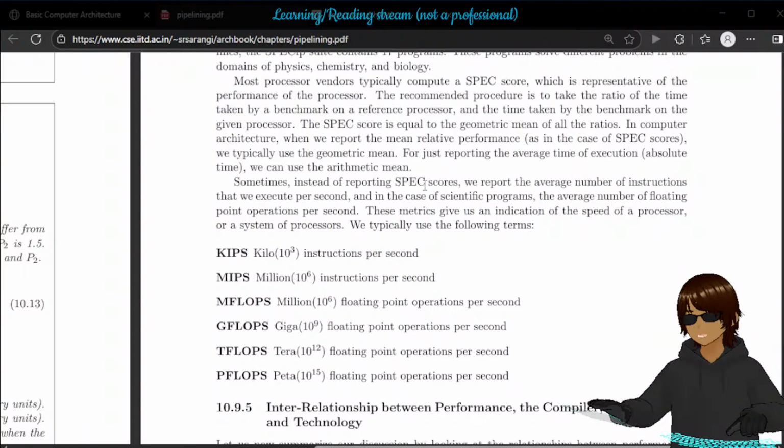Sometimes instead of reporting SPEC scores, we report the average number of instructions that we execute per second. And in the case of scientific programs, the average number of floating point operations per second. These metrics give us an indication of the speed of the processor or a system of processors. We typically use the following terms: kilo, KIPS, kilo instructions per second. MIPS is million instructions per second.